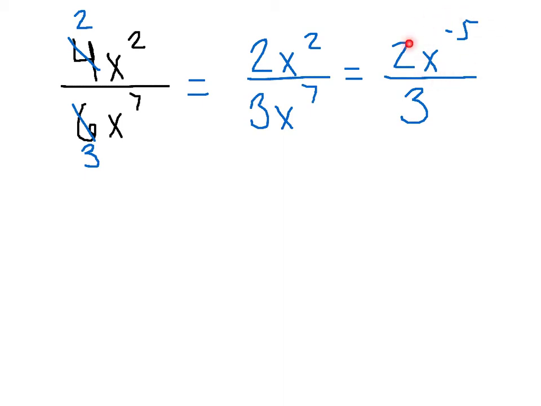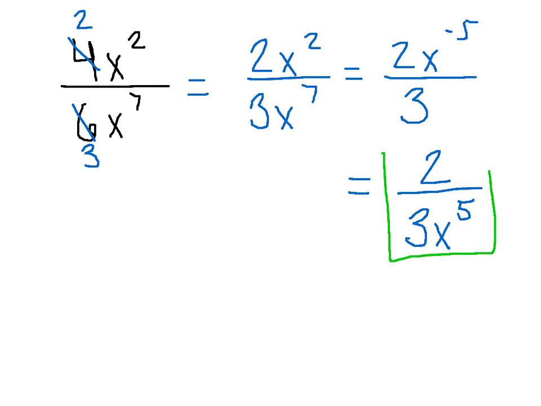We cannot have a negative exponent in our answer. In order to change that to a positive exponent, we're going to move it to the bottom. The example that I like to use: this variable and this exponent are negative. They're not happy, so we're going to move them somewhere where they are happy. We move them to the bottom, and they become positive again. So that's going to give us 2 over 3x to the 5th, and now our exponent is happy, it is positive, and that is our final answer. So there's an example right there on dividing two monomials.